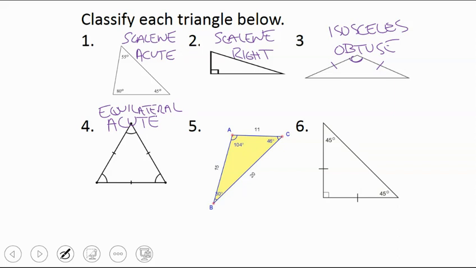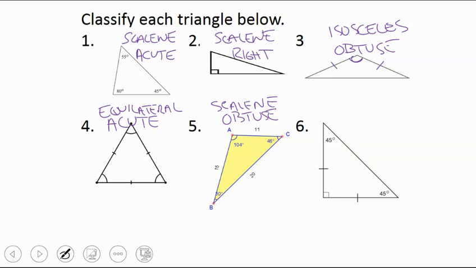So let's look at our next one. Number 5 here. This one I've been given side measures. I look at the 3 sides, they're 11, 15, and 20. They're all different. So this is scalene because it has 3 different side lengths. And then let's look at the angles. I can see there's a 104-degree angle. That's more than 90. So I know this is an obtuse triangle. So scalene, obtuse.